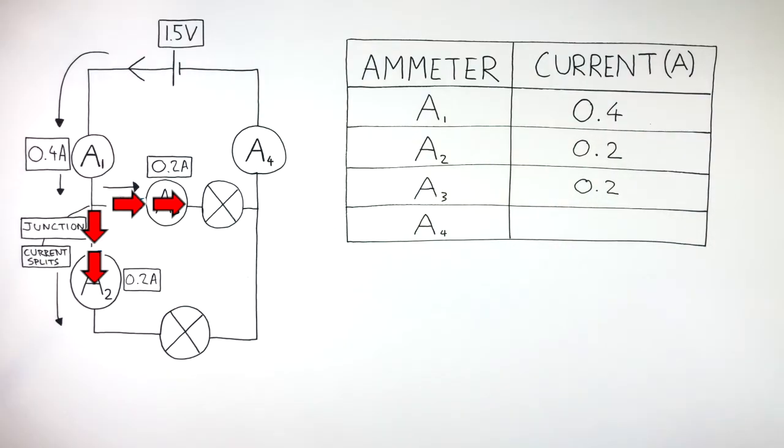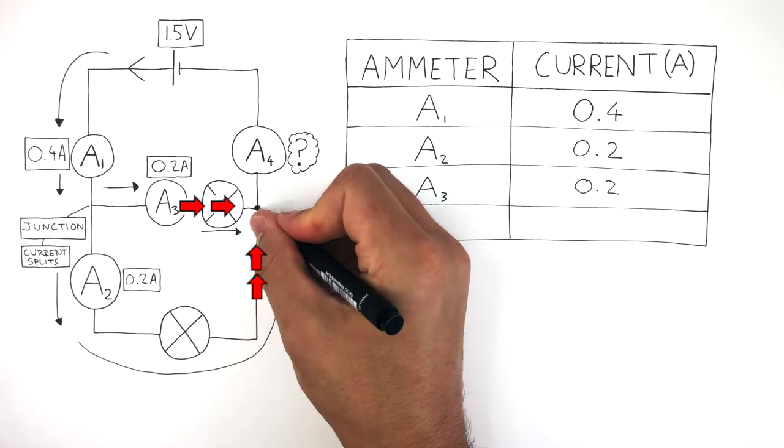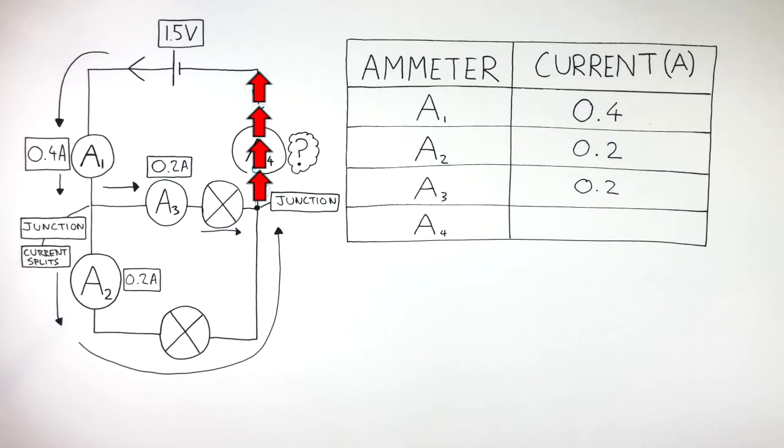So the question is, what will the current be at ammeter 4? Well, these electrons continue flowing in their separate branches. They flow through the metal wire where they both reach the junction. At this junction, the 0.2 amps worth of current joins the other 0.2 amps worth of current as well, becoming 0.4 amps when they both enter the same branch again. Therefore, ammeter 4 will have a reading of 0.4 amps.